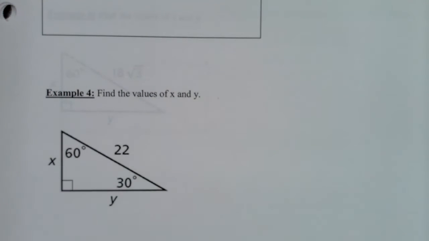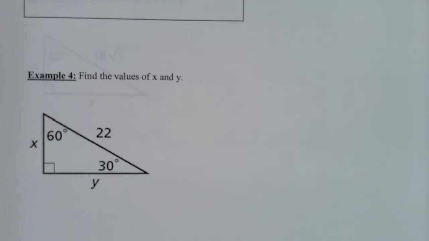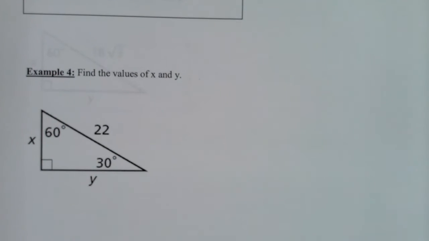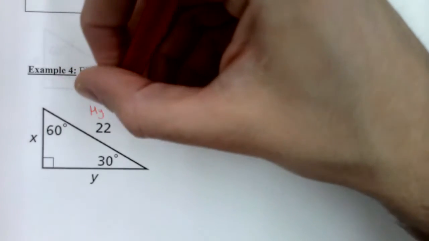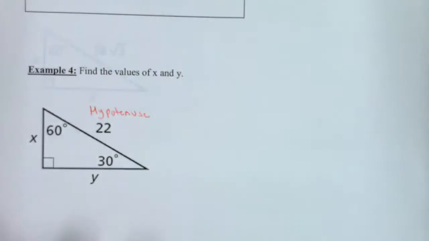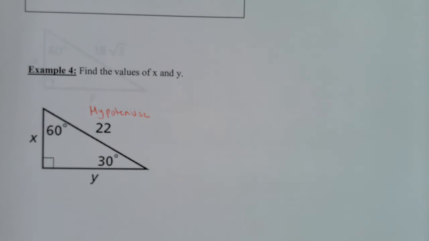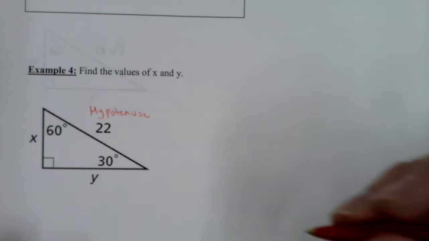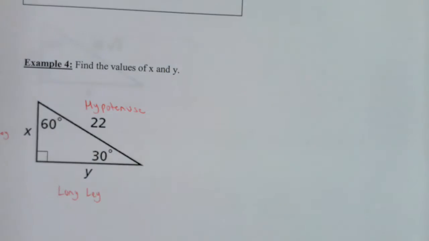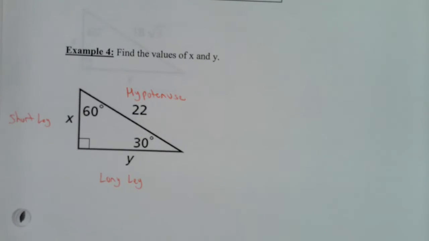Here we go. Example 4, find the values of X and Y. So what I'll do first, before I even solve, is label the diagram. 22 is my hypotenuse. Ignore the voice crack. 22 is my hypotenuse. X is the short leg because it's across from the 30-degree angle, and you can tell by looking at it that it's the short leg. And Y is the long leg because it's across from the 60-degree angle. Now you have to figure out what to solve for next. Should we solve for X or should we solve for Y? Again, look for what's easier.